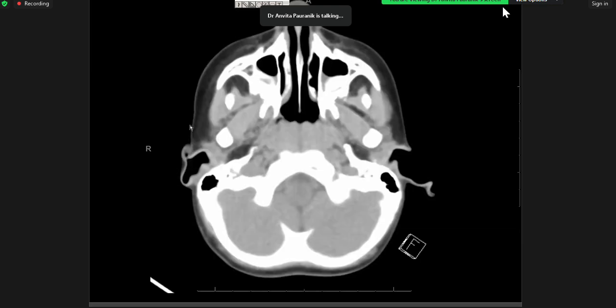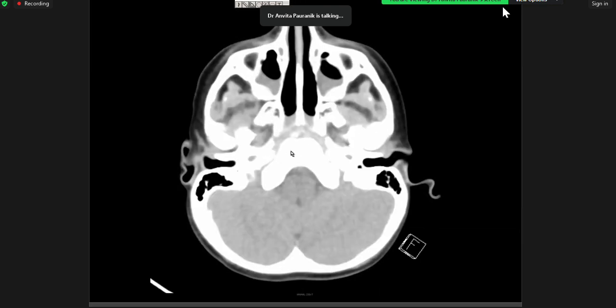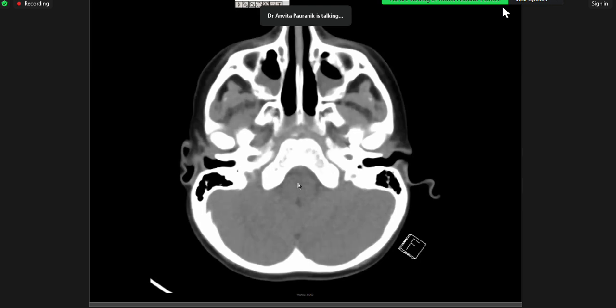Anyways, I got a bit distracted. So here, what are we looking at? Do you see any abnormality on this slice?